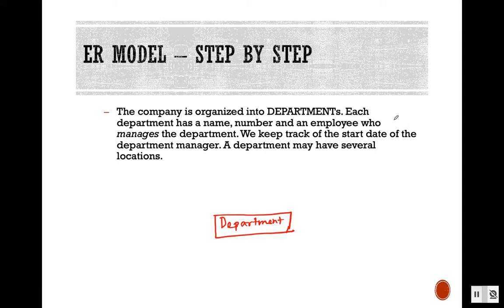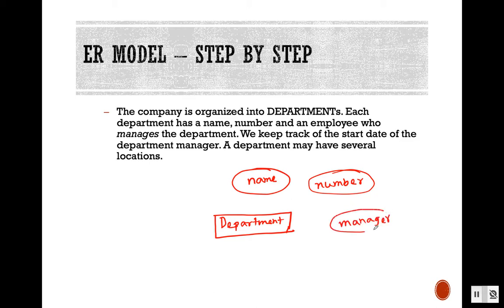Let's find out. So each department will have a name, number, and an employee who manages the department, and we will keep track the start date of the manager, and the department may have several locations. So we'll have name as an attribute, number attribute. We need a manager of the department, so we are going to have a manager. We'll also keep track the start date of the manager. Okay, so that means we need an attribute.